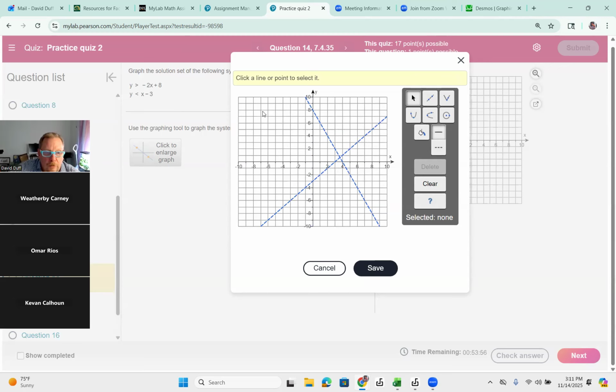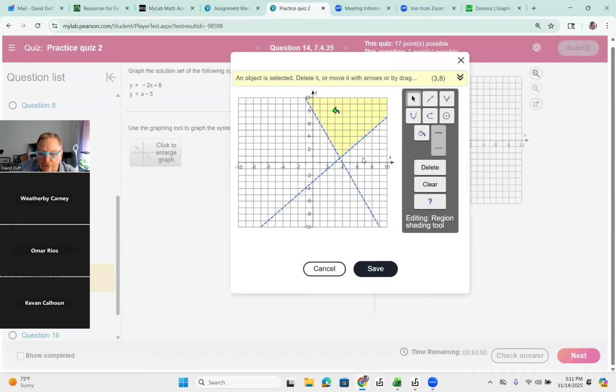Where is y greater than negative 2x plus 8? Y is greater than negative 2x plus 8 above this line. Everyone follow me on that? Yeah, that makes sense. But now we have 2 lines. It splits it up into 4 regions.